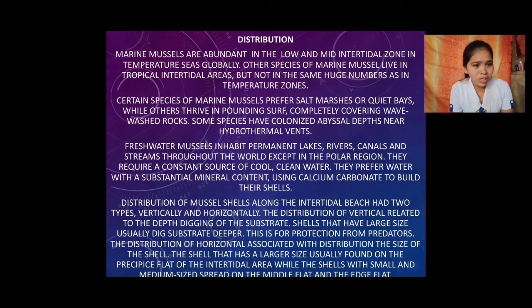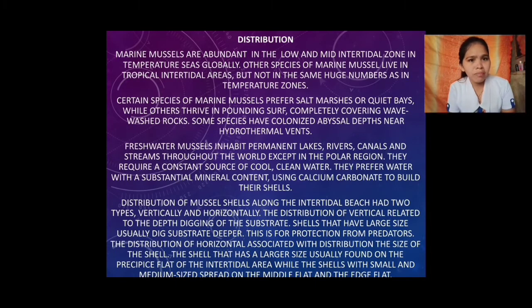daghan ang species sa mussels kung sa low o mid intertidal sila nagpuyo. Ang uban klase sa tahong or mussel sa dagat nagpuyo sa tropical nga lugar or kanang nasay pagkainit-init nga lugar, pero dili sila parehas kadaghanon nga nagpuyo sa temperate zone. So, kanang nagpuyo anang tropical intertidal areas, gamay ra sila nga nagpuyo para sa temperature zones.